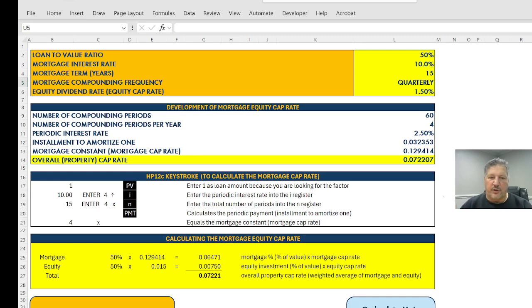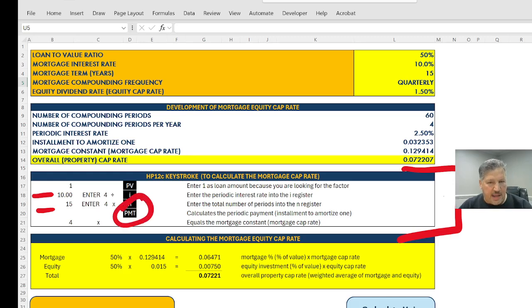So if we put $1 into our calculator and we know the mortgage terms, we can come up with the mortgage constant or the mortgage cap rate. And that's exactly what this section of the solution page is doing. This is showing that if you entered $1 into the PV register to represent a loan of $1, and you have your number of periods and your interest rate, and you convert them to the appropriate periodic interest rate and number of periods, you can solve for the payment, or what?